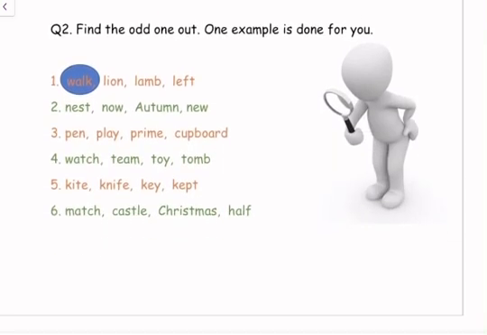Find the odd one out. One example is done for you. इनमें से एक अलग word को circle करना है. So let's start. For example, walk, lawn, lamb and left.